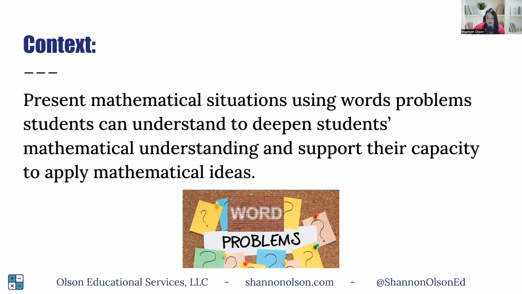Context is super important. A lot of times we may have grown up learning math where we learned to compute first and then we did word problems at the end. The research now supports leading with context and using context in intervention. As we propose situations and word problems to students, they can understand and deepen their understanding and support their capacity to apply the mathematical ideas. If you look at the video from today, a lot of the students really were talking about the candy and the groups and how many candies the different stores would get, rather than just worrying about the computation.